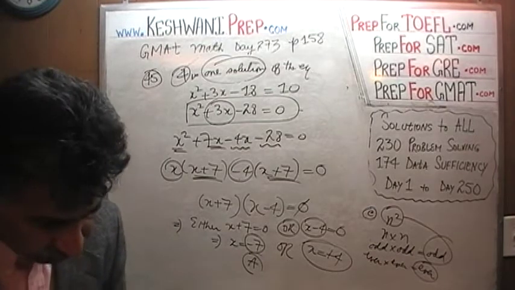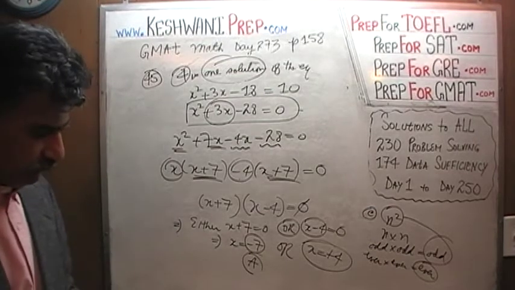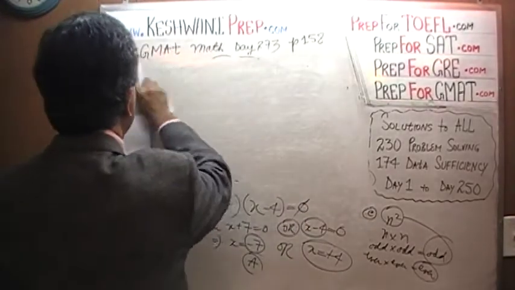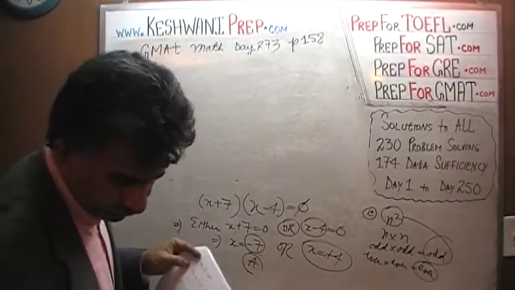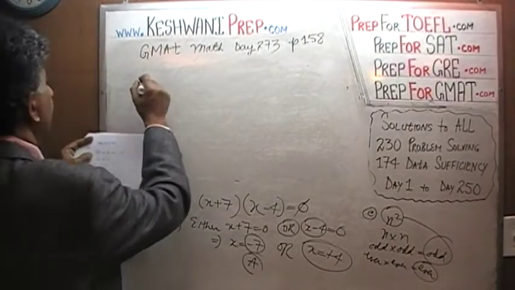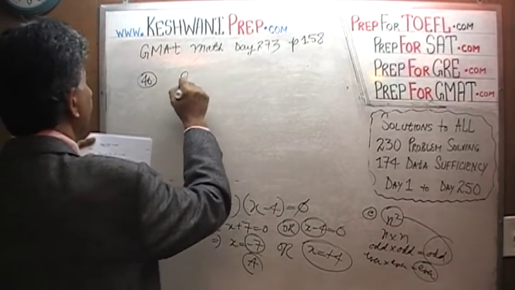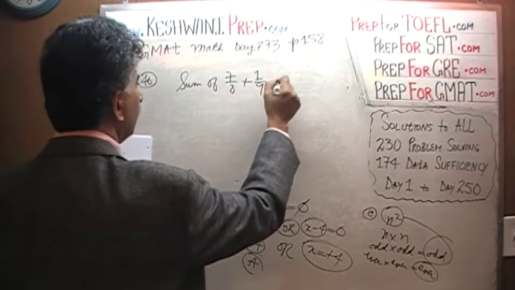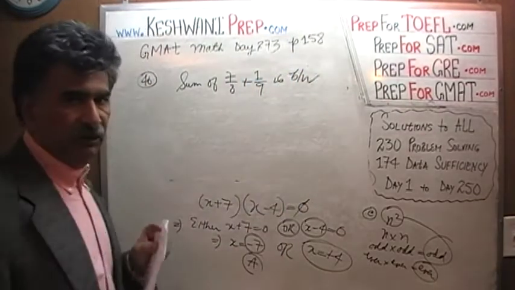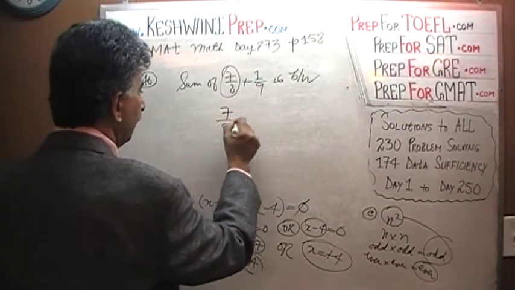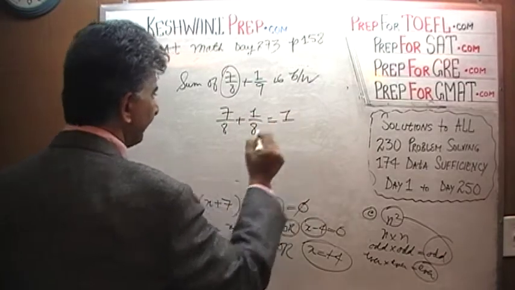Let's move on. Number 46. Number 46 says the sum of 7/8 plus 1/9 is between which two quantities? Well, we know that 7/8 plus 1/8 is exactly 1.